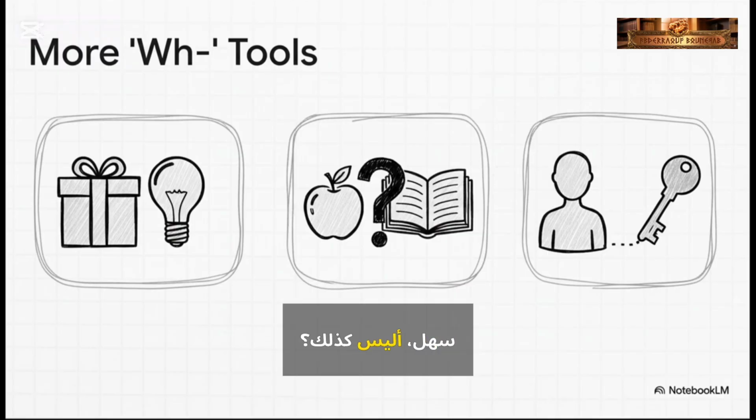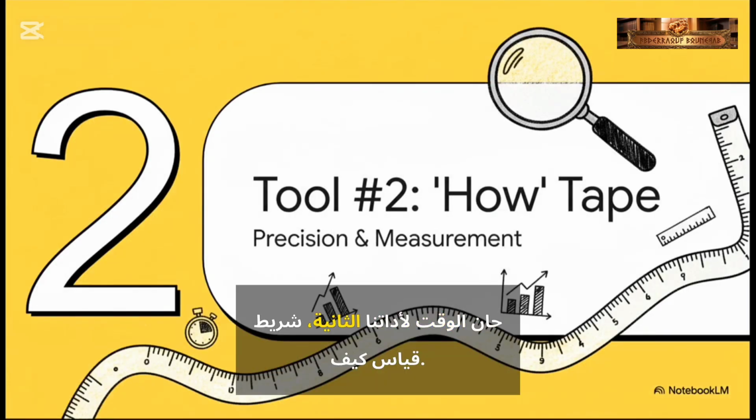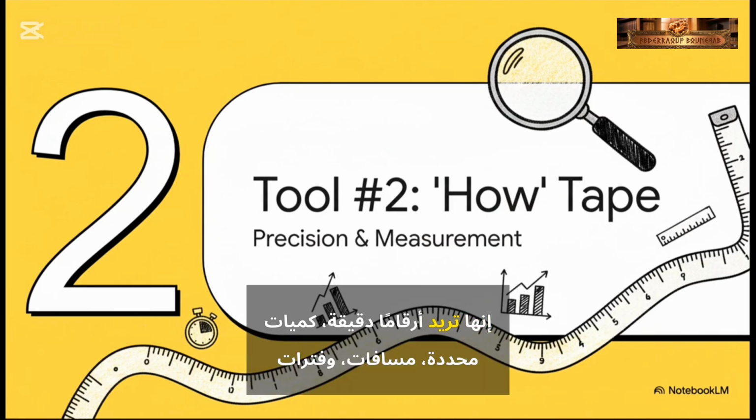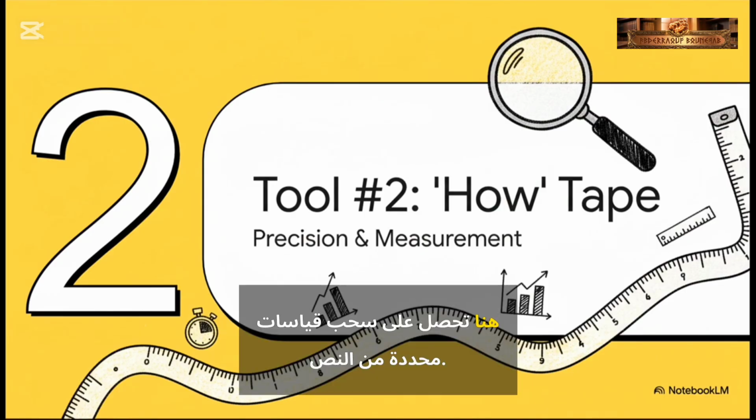See? Easy, right? Time for our second tool, the how measuring tape. This whole family of questions is about one thing, precision. They want exact numbers, specific amounts, distances, and durations. This is where you get to pull out specific measurements from the text.